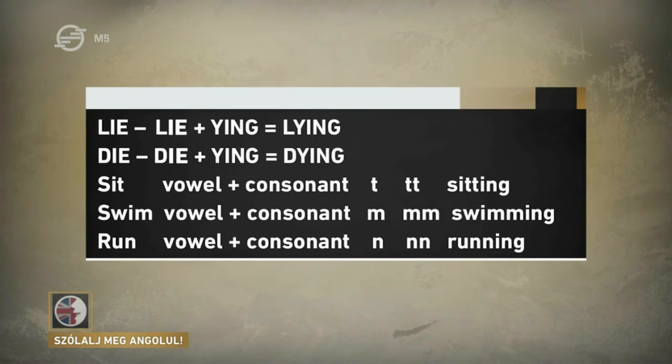And what's the third rule we have to remember? That's right. If the verb ends in vowel plus consonant, the last letter is doubled. You're sitting down. He's swimming. We're running. Okay, so now we know where we have to be careful.